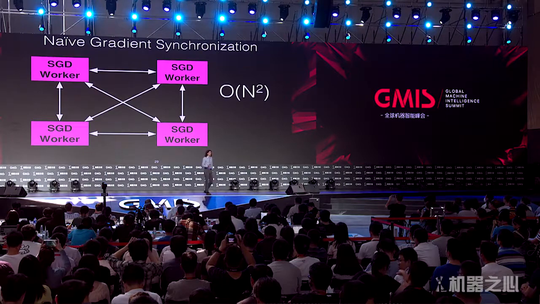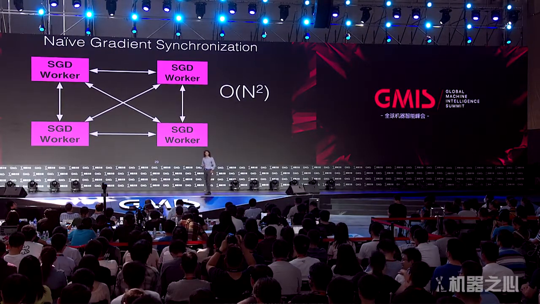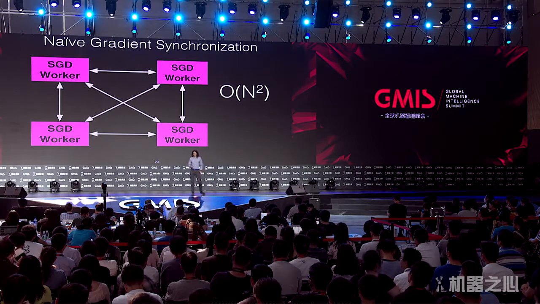And this works, but it scales really badly, right? You need n-squared communication for n workers. And so you quickly run out of network bandwidth. Now, how do you deal with this? Well, one approach is just to use faster networking.